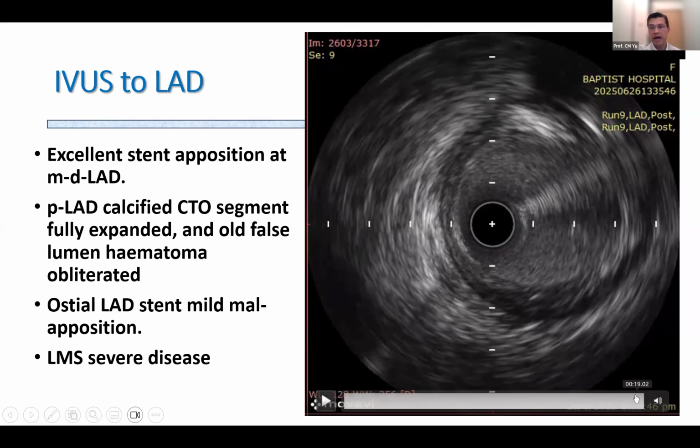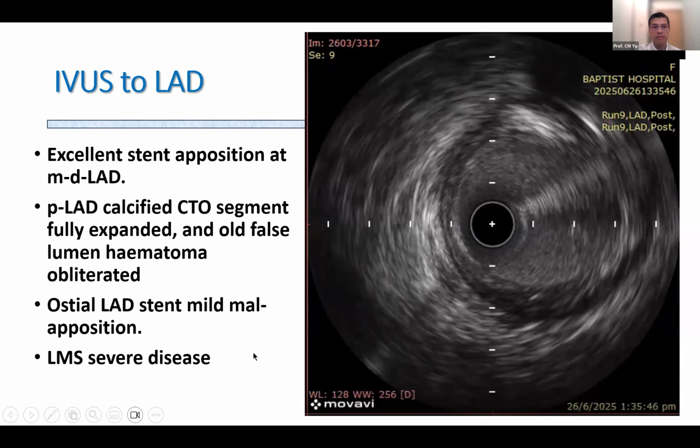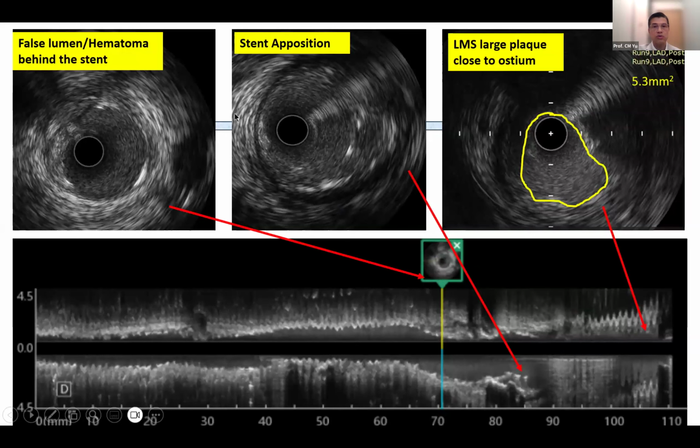There's some malposition here just at the beginning of the ostial region. And also on the pullback, in fact, we were able to show there's some left main disease, as I show you here on the summary of the slides. That is the old hematoma just beyond the CTO cap, so it has been obliterated.